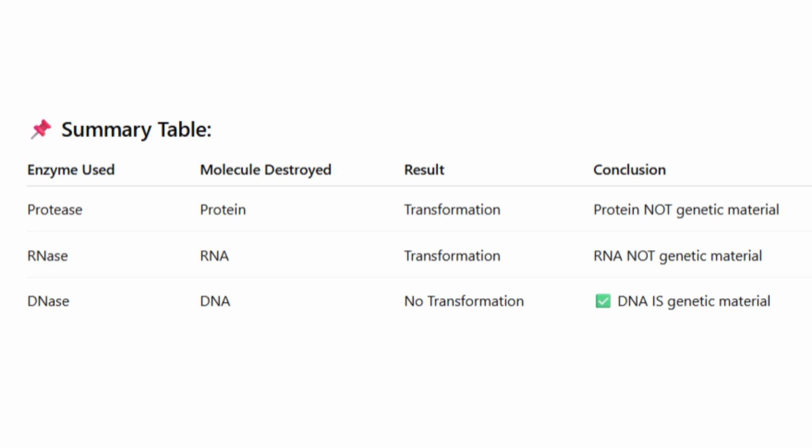Summary table. Enzyme used, molecule destroyed, result, conclusion. Protease, protein, transformation, protein not genetic material. RNase, RNA, transformation, RNA not genetic material. DNase, DNA, no transformation, DNA is genetic material.